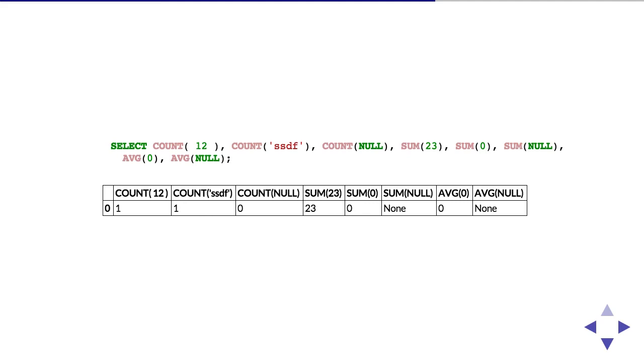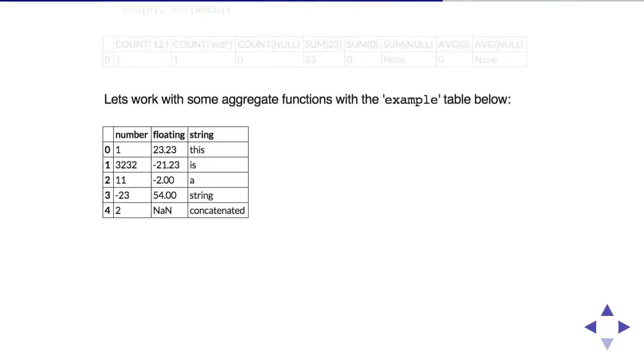Average of 0 gives you 0. Average of null gives you null. If all the entries of sum and average are null values, it just gives a null value back.